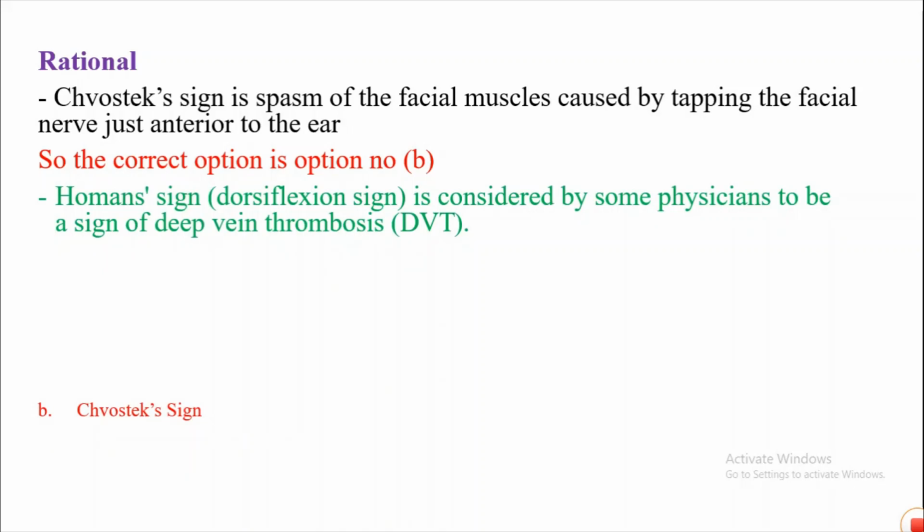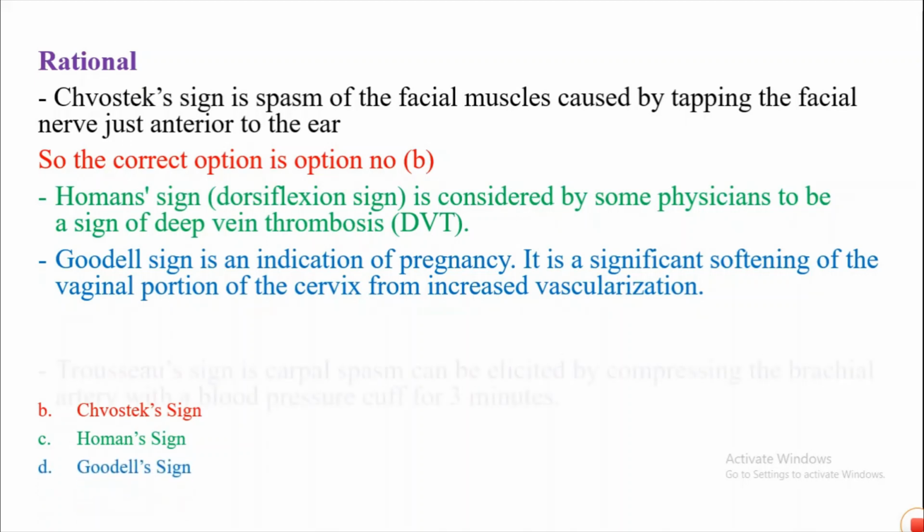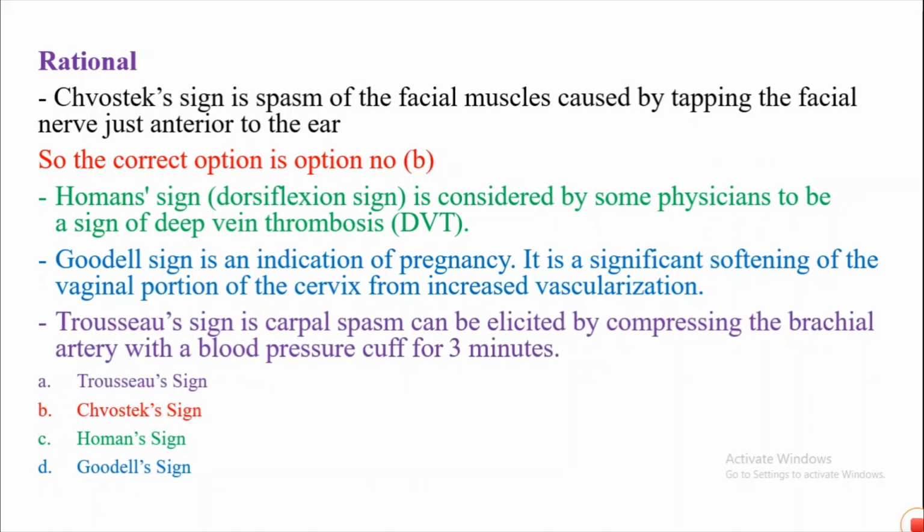Homan sign or dorsiflexion sign is considered by some physicians to be a sign of deep vein thrombosis, DVT. Goodell sign is an indication of pregnancy. It is a significant softening of the vaginal portion of the cervix from the increased vascularization. And Trousseau sign is a carpal spasm that can be elicited by compressing the brachial artery with a blood pressure cuff for 3 minutes. So the correct option is option number B, Chvostek sign.